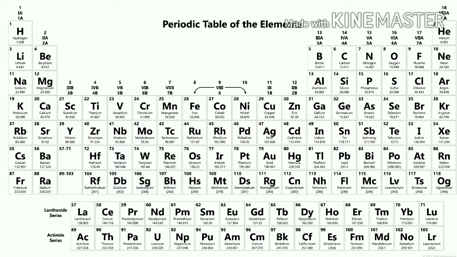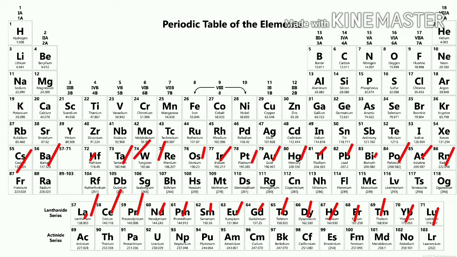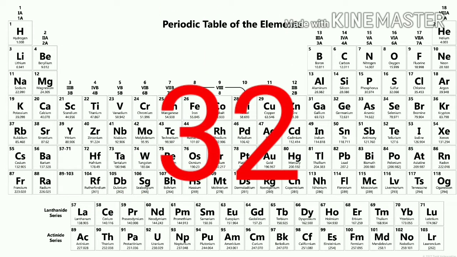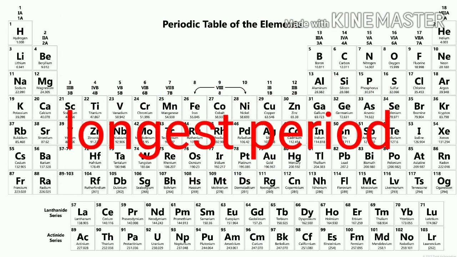Now I will discuss about the sixth period. Look at that. In this period, the elements are cesium, barium, lanthanum, cerium, praseodymium, neodymium, promethium, samarium, europium, gadolinium up to lutetium. Then this period continues from hafnium, tantalum, tungsten, rhenium up to radon. This period contains totally 32 elements, and this period is considered the longest period.